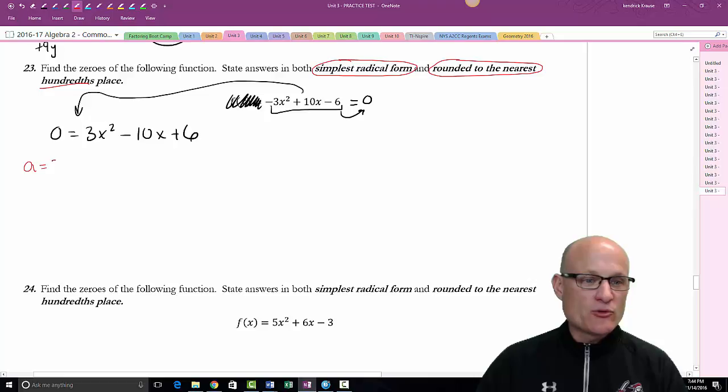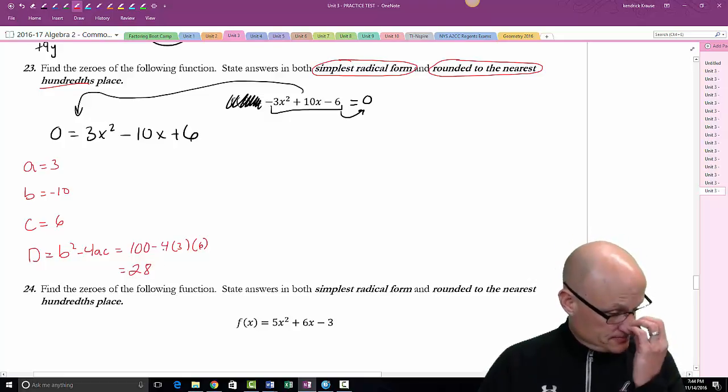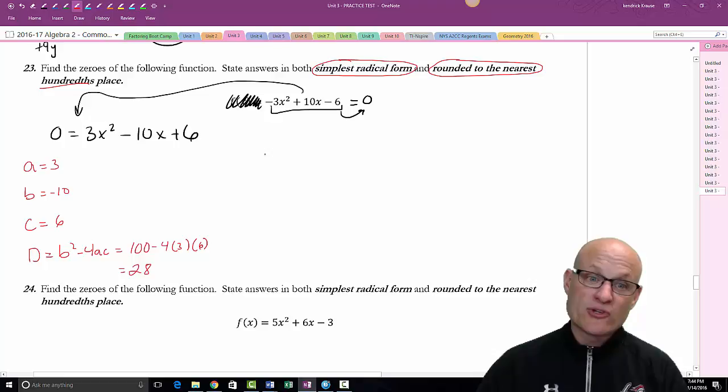So A equals 3, B equals negative 10, C equals 6, and the discriminant, which is b squared minus 4ac, is equal to 100 minus 4 times 3 times 6. Let's see. 12 times 6 is 72. So I believe this is 28. Let me just look at my notes. Oh, I think my notes said yes.